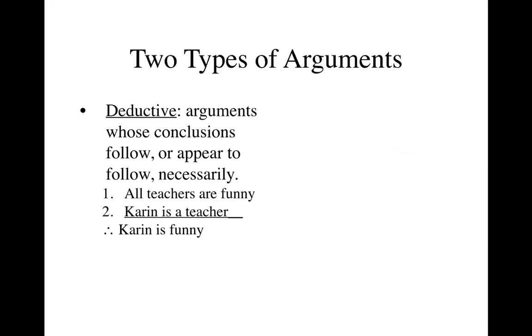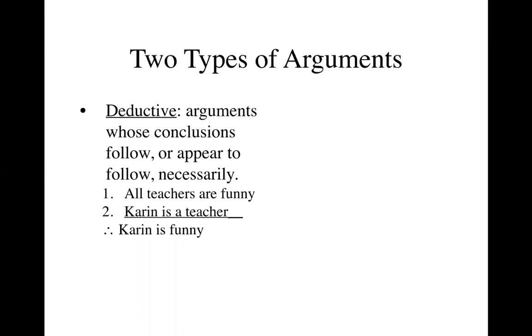So an example would be, all teachers are funny. Karen is a teacher. Therefore, that's what the sort of triangle of three dots stands for, therefore. So you read that as, therefore, Karen is funny. So these are arguments where if the premises are all true, then the conclusion, at least in theory, must also be true. That is what it's claiming.